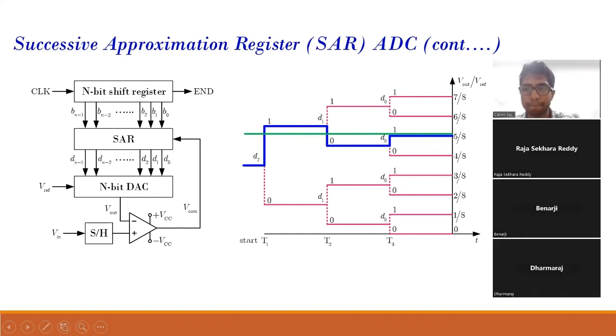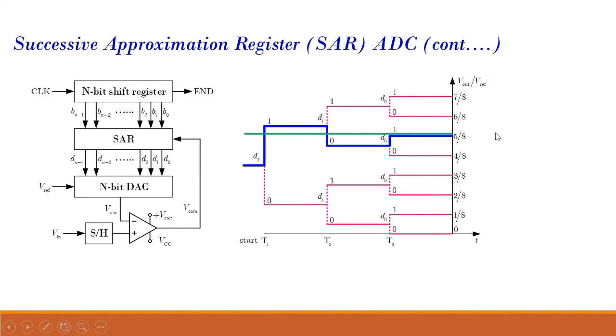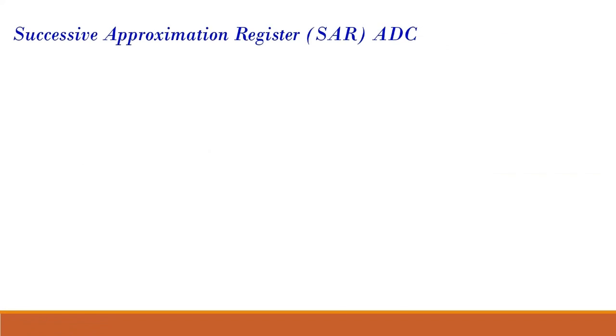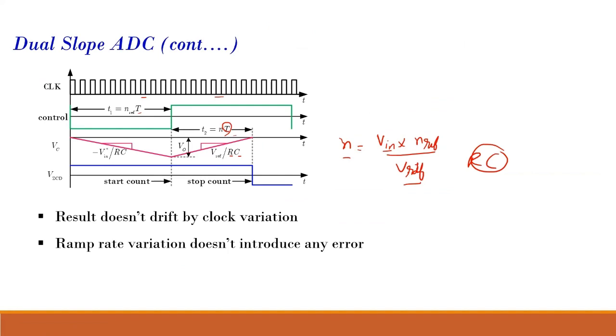Sir, in the last case, in dual slope ADC, can you tell how that V in is converted into digital? Okay. So now I get this value of N. Assume N comes out to be 10 cycles. If it comes out to be 10 cycles, that means the digital value of V in is 10.